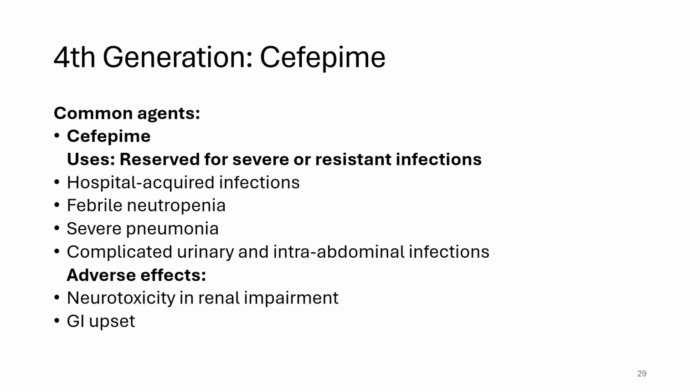Adverse effects, GI upset, but important one to remember is neurotoxicity in patients with renal impairment. So if the dose is not adjusted for kidney function, patients can develop confusion, encephalopathy, and even seizures. So cefepime is a powerful IV-only antibiotic, typically reserved for severe infections, and renal dosing is critical to keep patients safe.